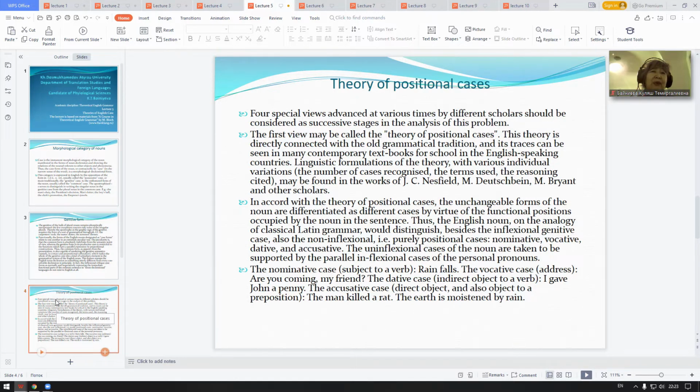The nominative case, subject to a verb: rain falls. The vocative case, address: are you coming, my friend? The dative case, indirect object to a verb: I gave John a penny. The accusative case, direct object and also object to a preposition: the man killed a rat. The earth is moistened by rain.